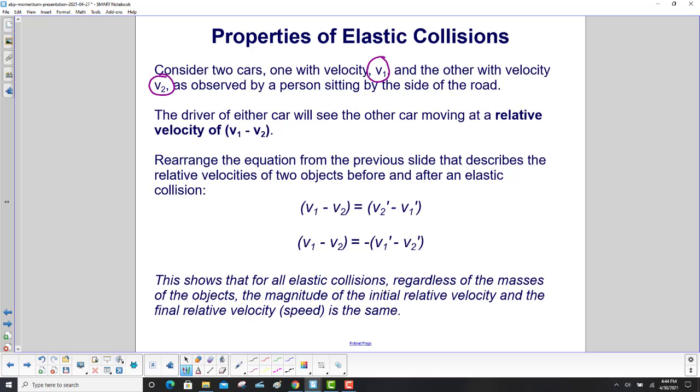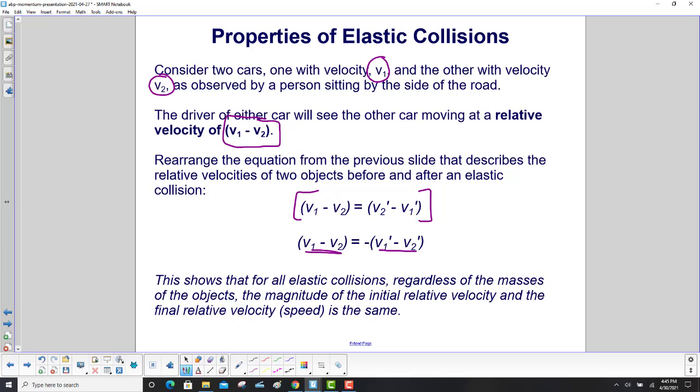Consider two cars, one with the velocity v1 and the other with velocity v2 as observed by a person sitting by the side of the road. The driver of either car will see the other car moving at a relative velocity of v1 minus v2, and this is a vector. Rearrange the equation from the previous slide that describes the relative velocities of two objects before and after an elastic collision. Here's what it is: v1 minus v2 is equal to v2 prime minus v1 prime. We want to get v1 minus v2 directly related to v1 prime minus v2 prime, so you just factor out a negative and that switches them around.